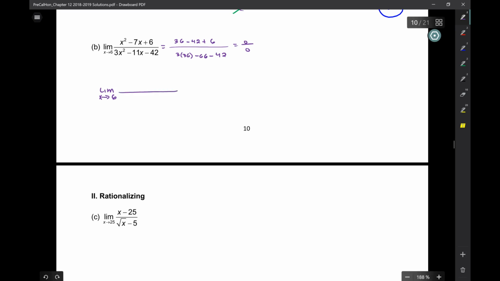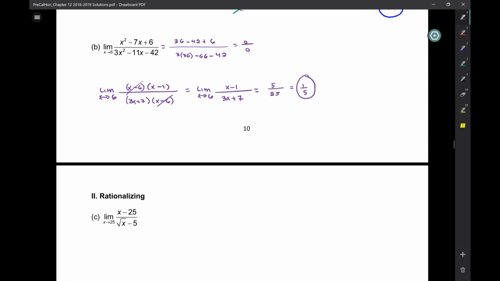Factor this guy, and I get x minus 6, x minus 1. Here I get 3x plus 7, x minus 6. So those go away. Limit as x approaches 6, x minus 1 over 3x plus 7. Now I'm ready to plug in my 6. And I get 5 over 18 plus 7, 25, 1/5. Look at how cute it turns out to be. Okay, so that's the first thing.